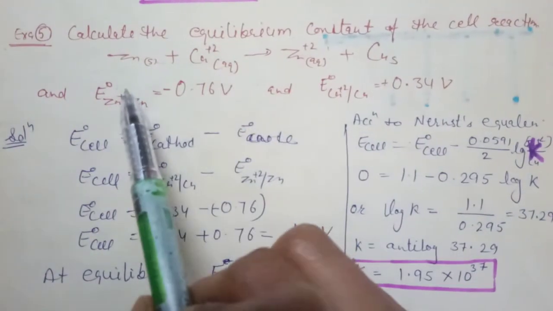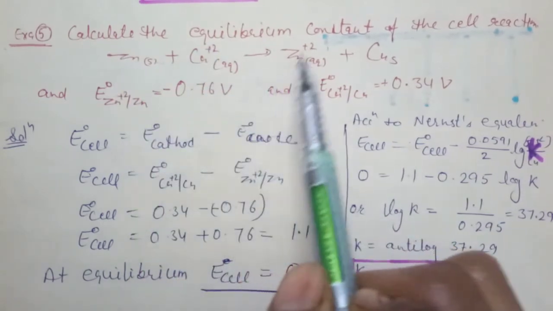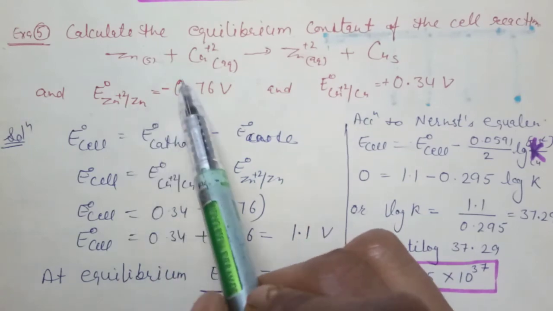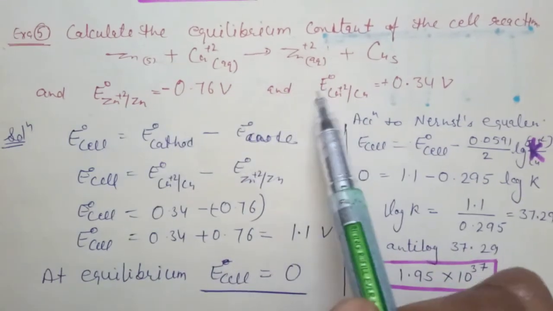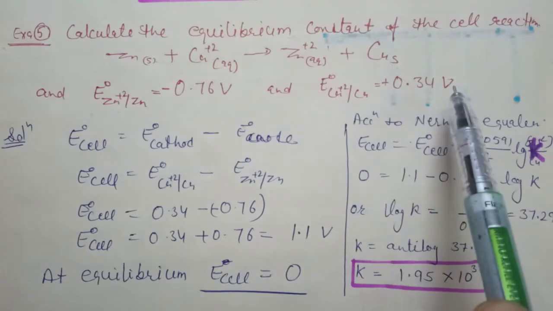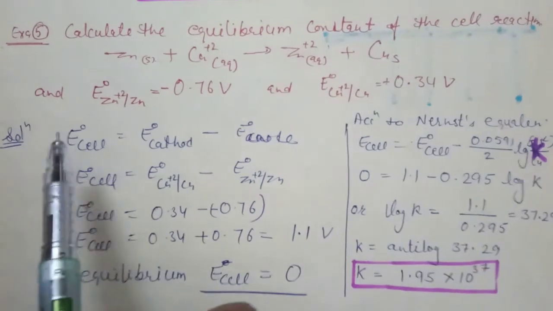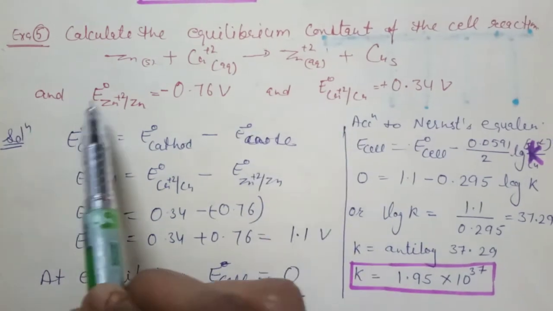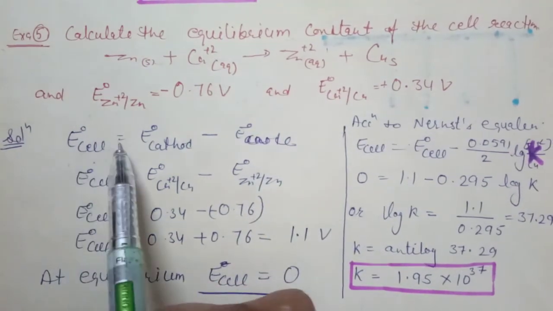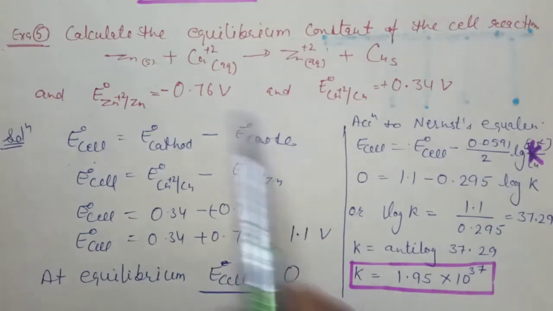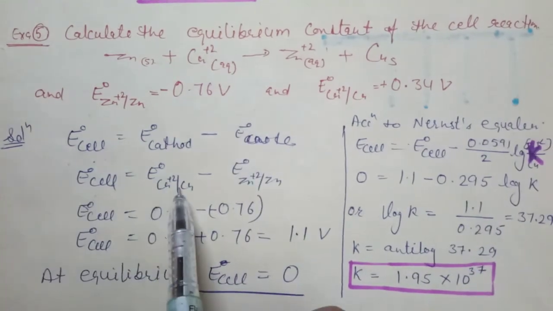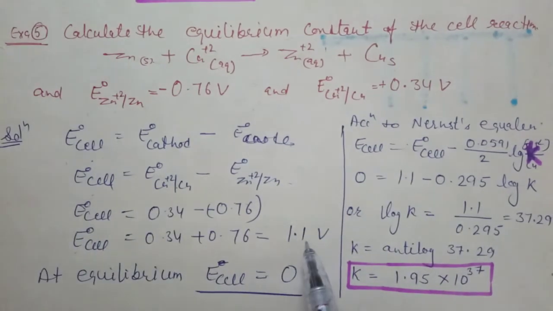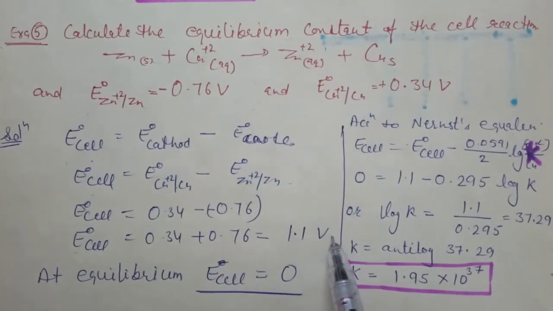Now, the equilibrium constant of the cell reaction. This is a Daniell cell: Zn plus Cu plus 2 is equal to Zn plus 2 plus Cu, and E naught Zn plus 2 Zn is minus 0.76 volt, and E naught Cu plus 2 Cu is equal to plus 0.34 volt. With the help of E naught of Cu and Zn, we can calculate E naught cell. E naught cell is equal to E naught cathode minus E naught anode, so E naught cell is equal to E naught copper minus E naught zinc. The values are put, and E naught cell is calculated as 1.1 volt.